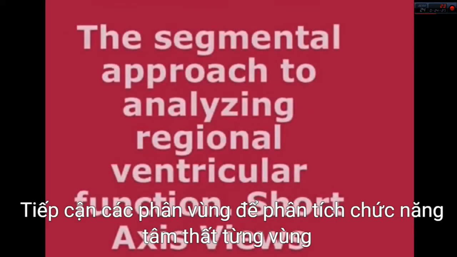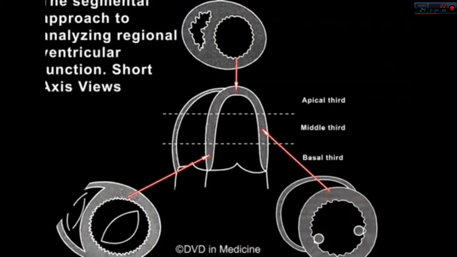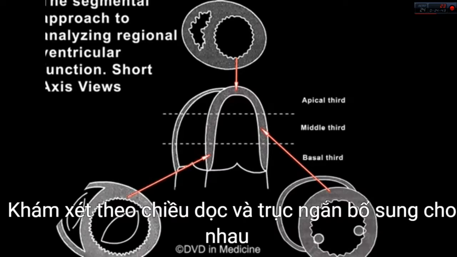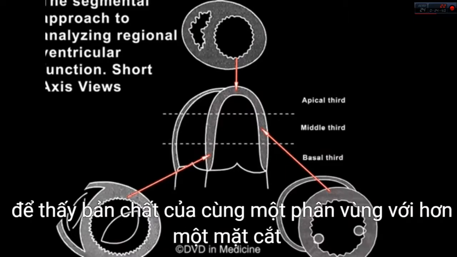The segmental approach to analyzing regional ventricular function. Short axis views. Four views are used for regional wall analysis. The longitudinal and short axis examinations complement each other and give one the opportunity to look at essentially the same segments in more than one view.